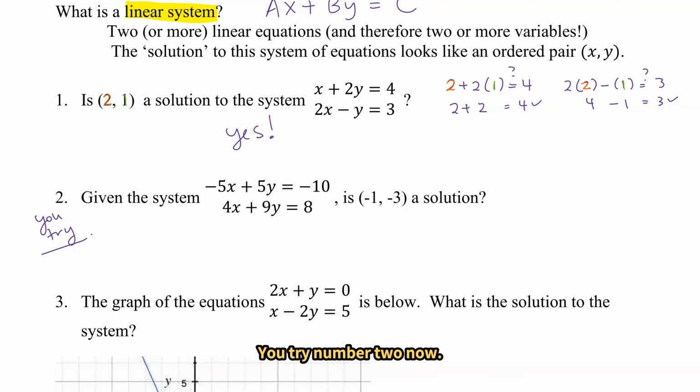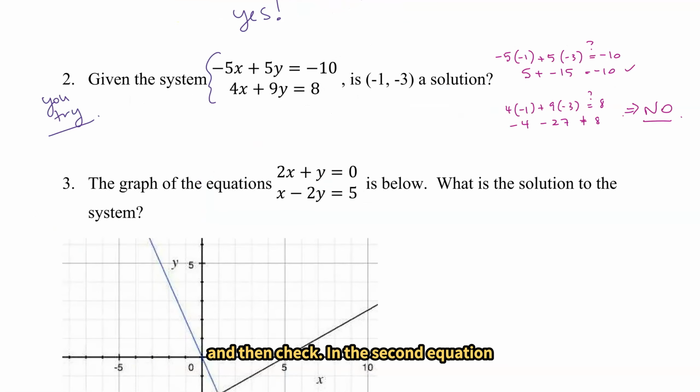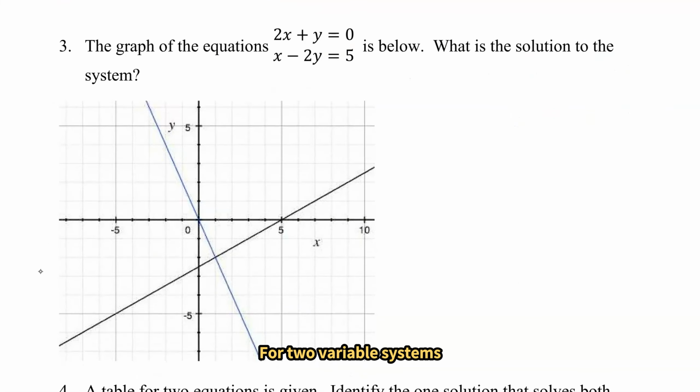You try number 2 now. See if (-1, -3) is a solution to this linear system. Pause the video, try it on your own, and then check. In this second example, when we plug (-1, -3) into both of these equations, the ordered pair works for the first equation, but not for the second one. Since we want the one ordered pair to solve both equations at the same time, we say that it is not a solution to the system.